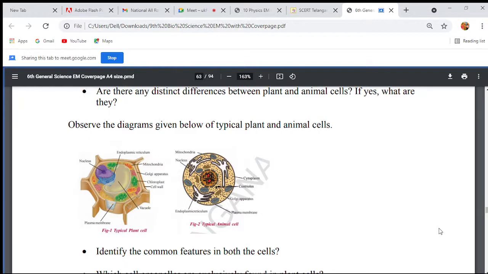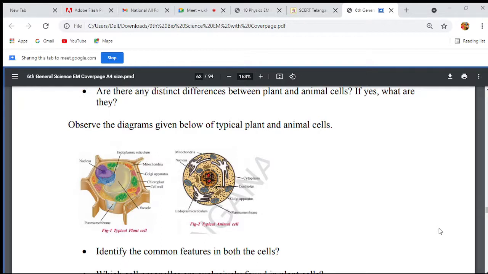Some of the organelles are present in the plant cell and some of the organelles are present in the animal cell. By seeing these two diagrams, plant cell and animal cell, what are the features that you can see? Can we see the plant cell and animal cell with our naked eye? No, we can't see them with our naked eye. We can see them only by using a microscope, the electron microscope or other highly advanced microscopes, for seeing these two types of cells.